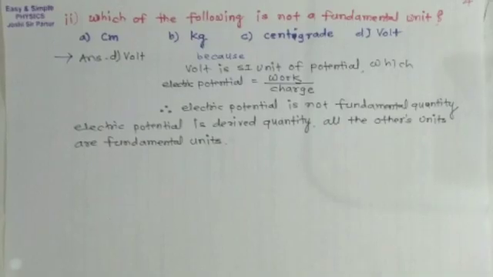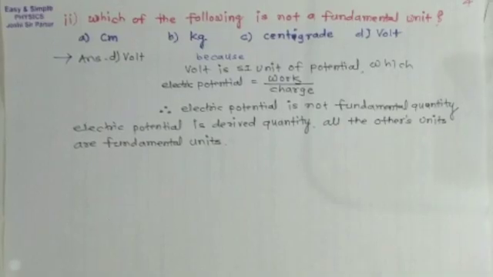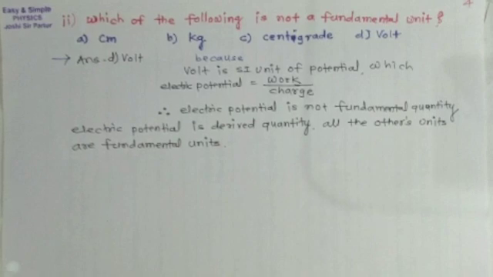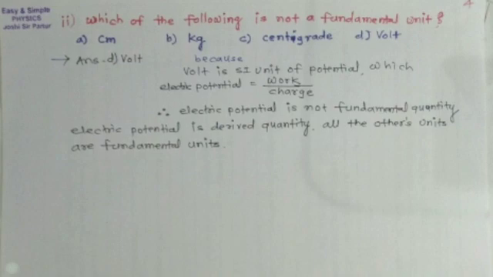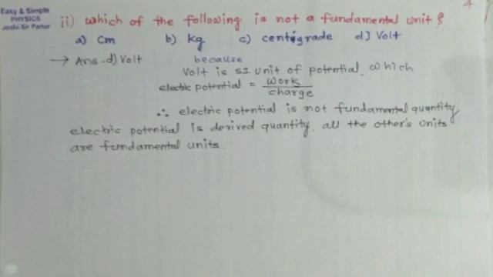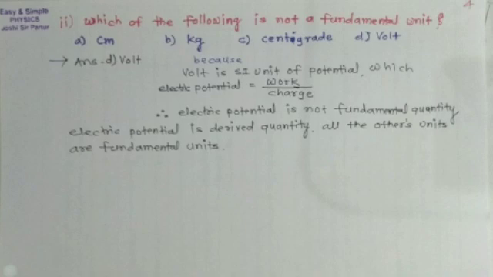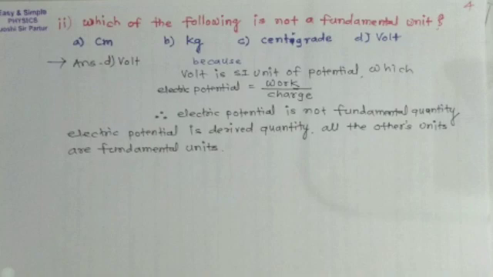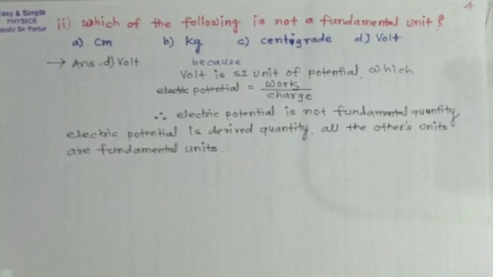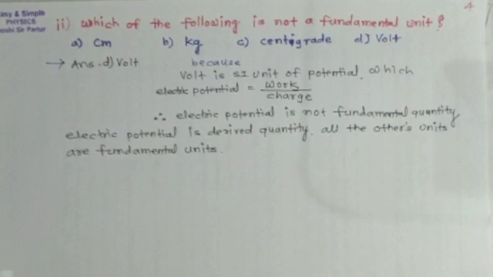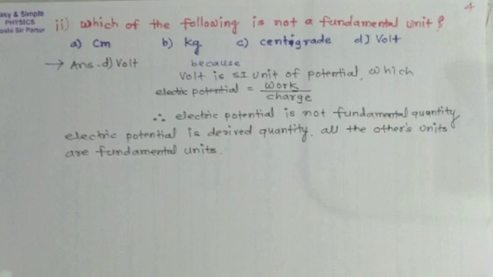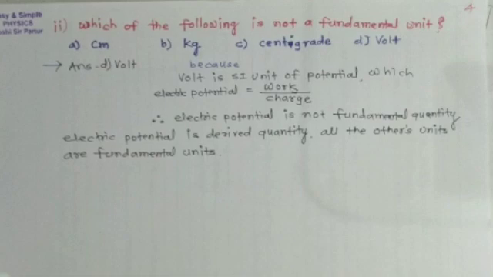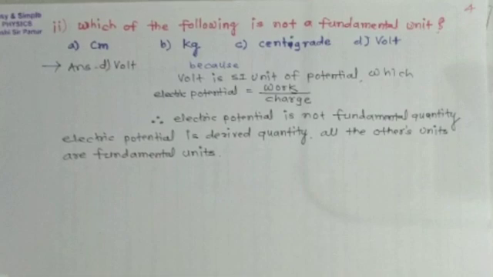Question 2. Which of the following is not a fundamental unit? Option A cm, B kg, C centigrade and D volt. The correct answer will be D volt, because volt is the SI unit of potential. Electric potential is a ratio of work upon charge. So electric potential is not a fundamental quantity. Electric potential is a derived quantity.